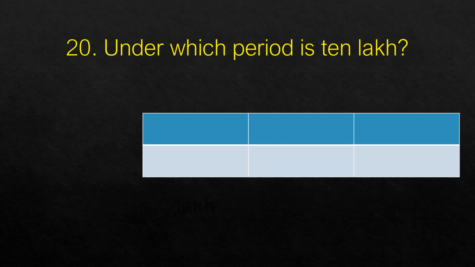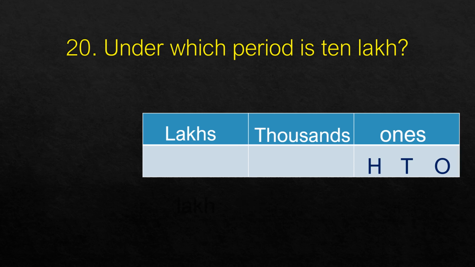Under which period is 10 lakh? So we know the periods. First ones period, thousands period, lakhs period, and then crores. Ones period has ones, tens, hundreds. Thousands period has thousands and 10,000. Lakhs period has lakhs and 10 lakhs. So 10 lakhs comes under the lakhs period.